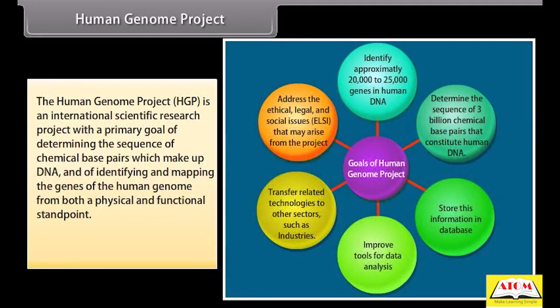Human Genome Project. The Human Genome Project, HGP, is an international scientific research project with the primary goal of determining the sequence of chemical base pairs which make up DNA and of identifying and mapping the genes of the human genome from both a physical and functional standpoint. It was started in the year 1990 and completed in 2003.